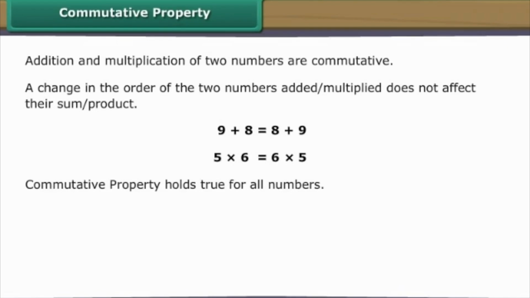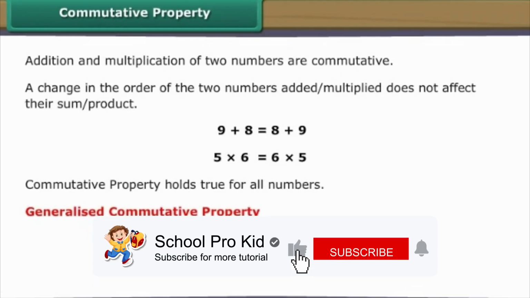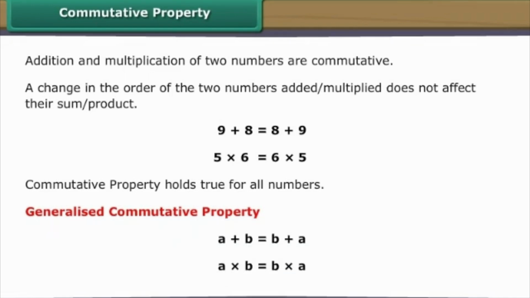The commutative property holds true for all numbers. We can therefore generalize it with variables as a plus b is equal to b plus a, and a into b is equal to b into a.